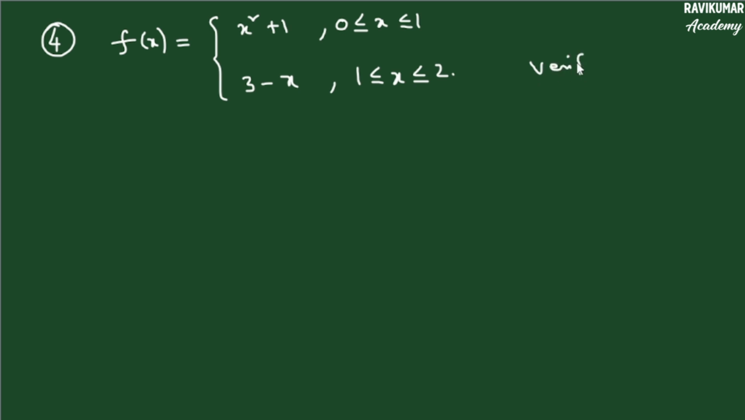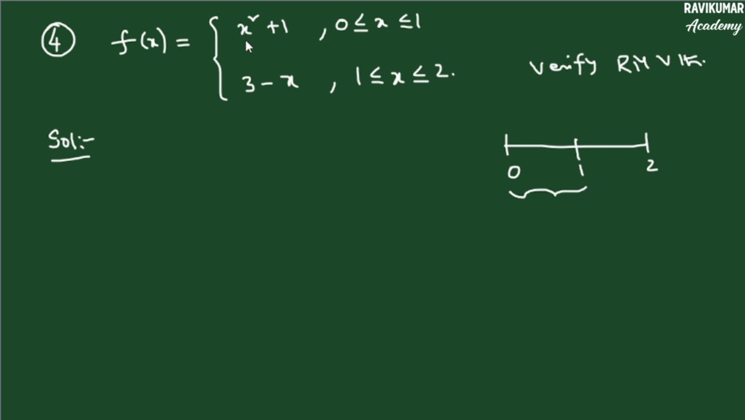Verify Rolle's mean value theorem for this function f(x) equal to x square plus 1 in between 0 and 1, 3 minus x in between 1 and 2. The whole interval is actually 0 to 2. It is divided into two intervals, 0, 1 and 1, 2. So in the first interval 0, 1, the function is x square plus 1. In the second interval, the function is 3 minus x. That is how we have to deal, right? So there is a break actually.